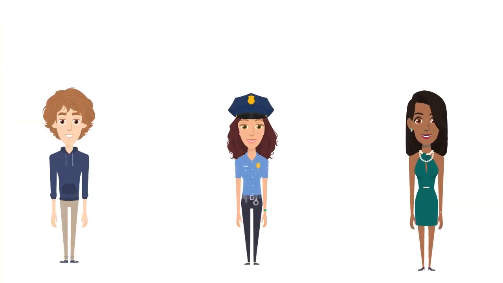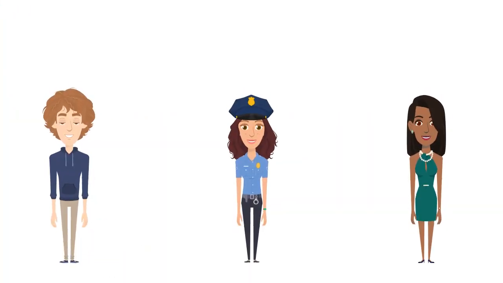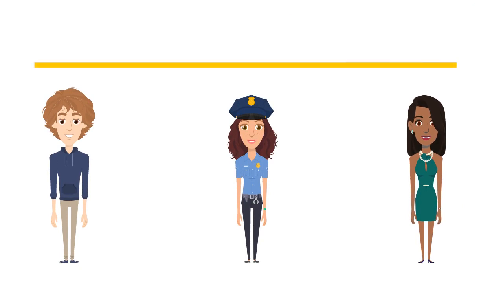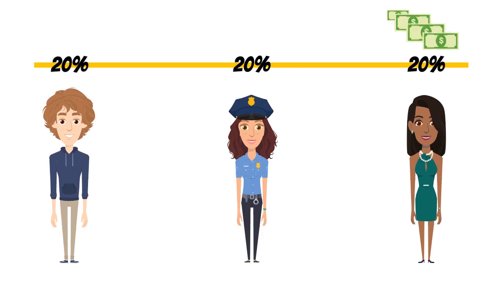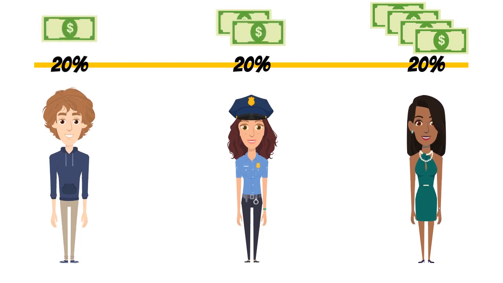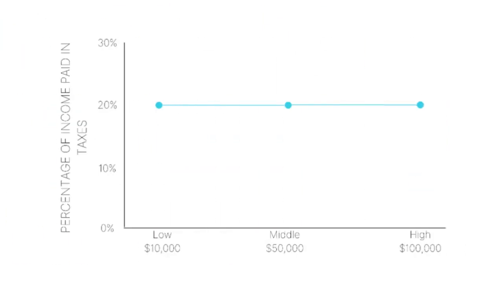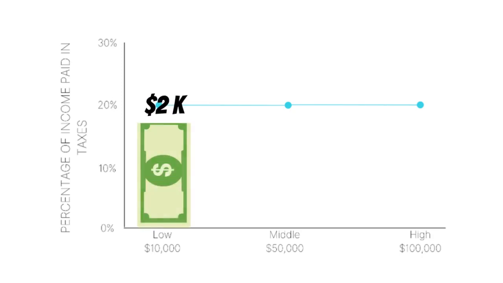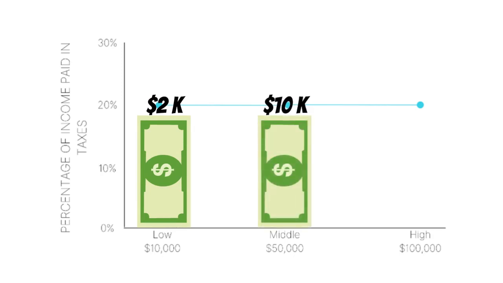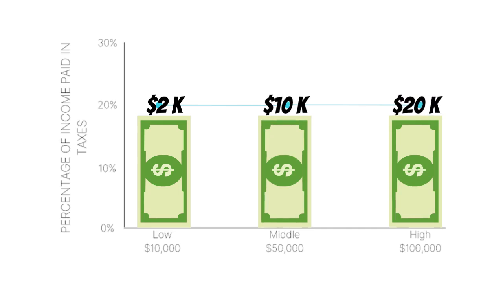And finally, a proportional tax is a fixed tax rate, otherwise referred to as flat tax. This rate does not change as the income increases or decreases. And of course, the high-income earner will still be paying more in taxes than the low-income earner, but the actual percentage of each taxpayer's income paid in taxes is the same. For example, the low-income earner will pay $2,000 in taxes, the middle-income earner will pay $10,000 in taxes, and the high-income earner will pay $20,000 in taxes.